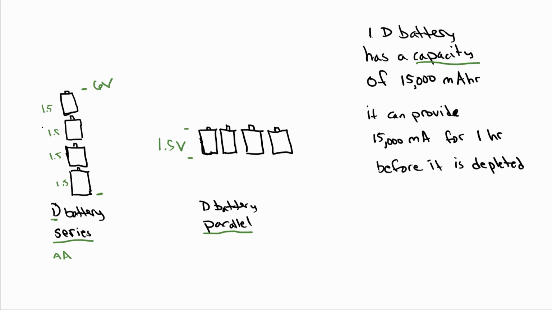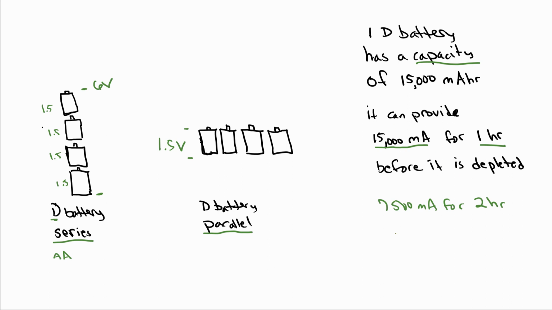So I looked this up online. It says 1 D battery has a capacity of 15,000 milliamp hours. What that means is it can provide 15,000 milliamps for 1 hour before it is depleted. Then it's no good and you have to throw it away. Or you could also say it could provide 7,500 milliamps for 2 hours. That's still the same capacity. If you multiplied this times this, that would become 15,000 milliamp hours.